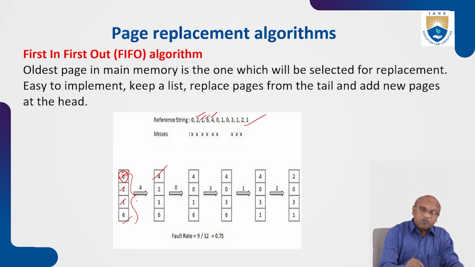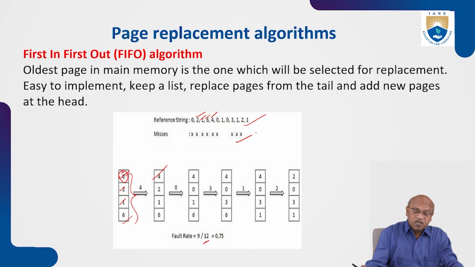If the page is available in the RAM, that is a hit. If it is not available, then it is a miss. So we will calculate how many misses there are. These are the total misses, out of the total reference string. So the fault rate equals total misses divided by total page requests. So 9 by 12. If you add all these up, 1, 2, 3, 4, 5, the total is 9 by 12.